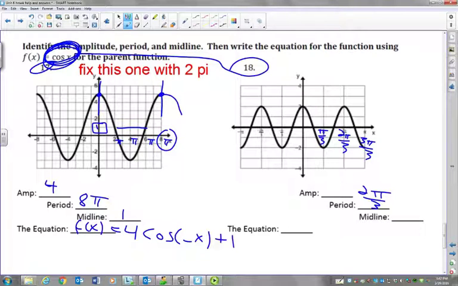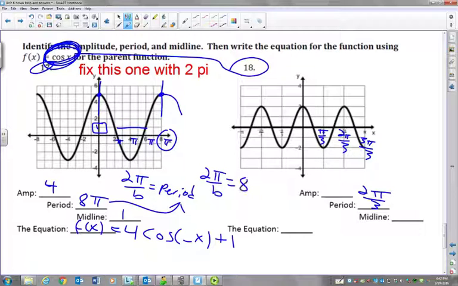So that b value, again, you have to use the formula for period. So 2 pi over b is equal to the period. And then you're going to replace the period with 8 pi. So 2 pi over b is equal to the period that we found on the graph, which is 8 pi. And then we're just going to switch them. The 8 pi goes down here, and the b goes up here, because we multiply b to both sides, and then we divide 8 pi to both sides.